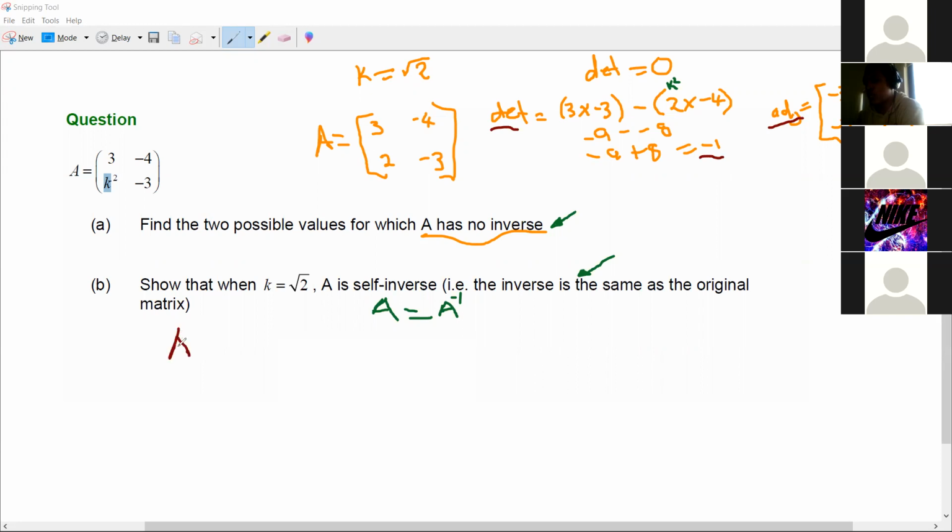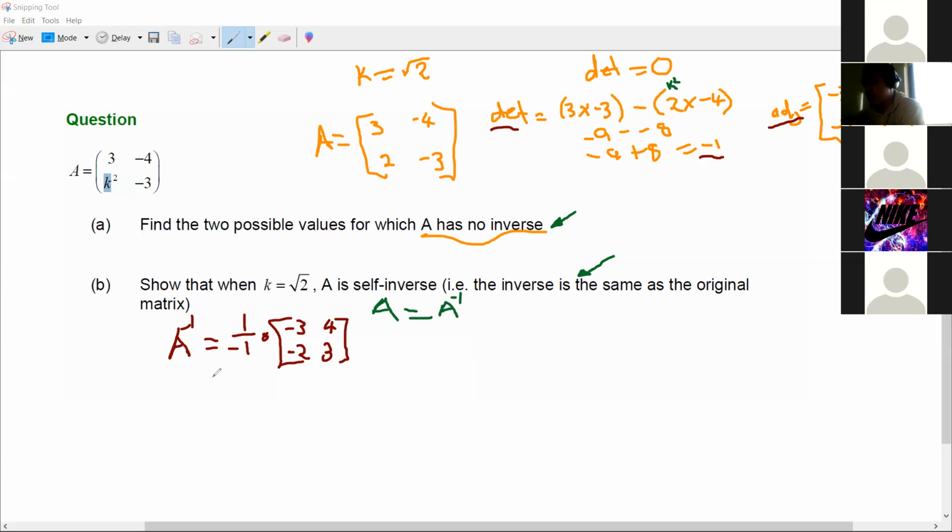So A minus 1 is therefore equal to 1 over the determinant, which is minus 1. So it's 1 over minus 1. And then we are going to multiply it by the adjoint, which we have over there. And that is your minus 3, 4, minus 2, and 3.